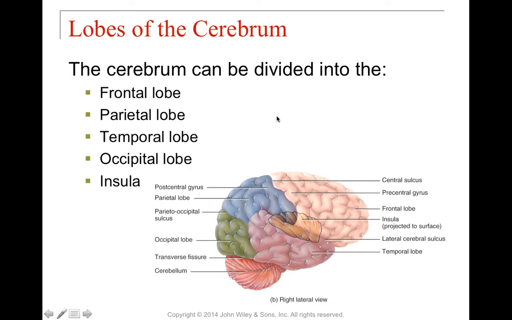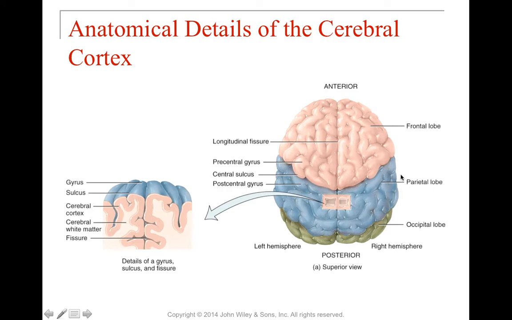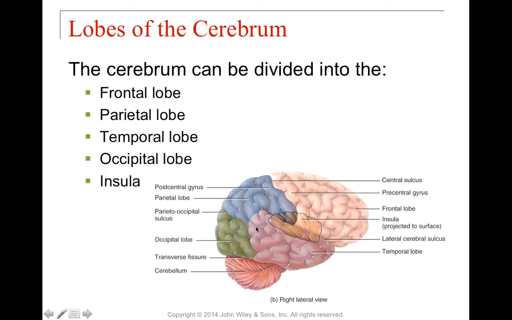Okay, so this is what I was talking about. The cerebrum is divided into these major lobes. Here's the frontal lobe here. Here is the parietal lobe, the occipital lobe, and the reason you couldn't see the temporal lobe in the previous view is because it's going to be kind of on the side here. So here's the temporal lobe, and we have multiple different sulci that are going to separate that out.